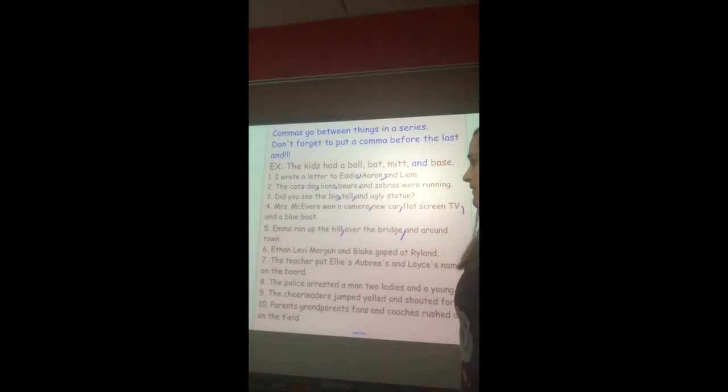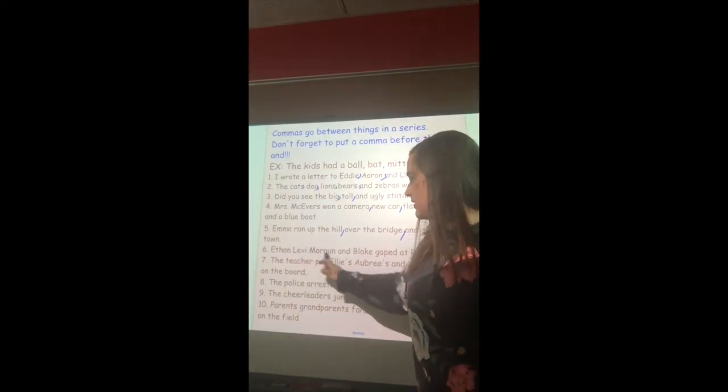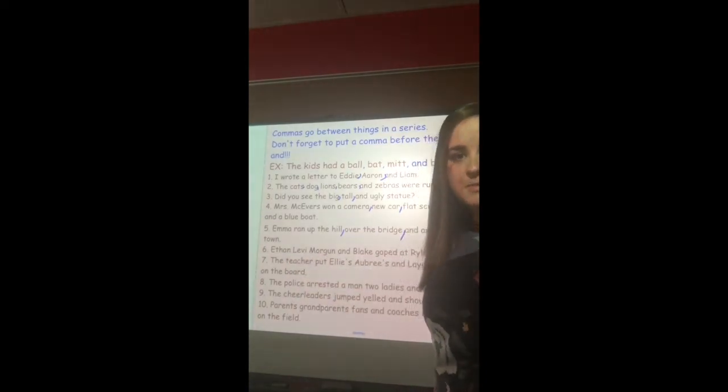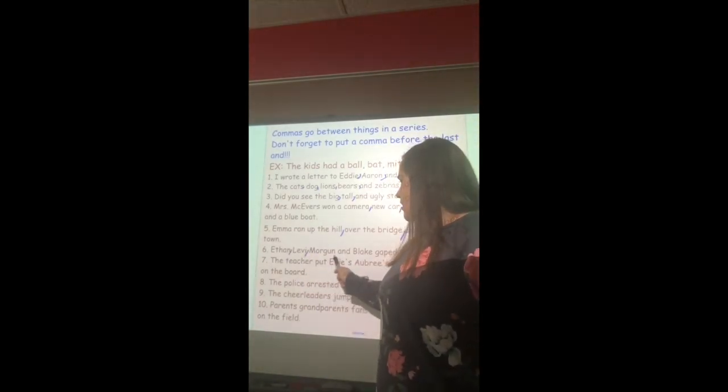Next one, Ethan, Levi, Morgan, and Blake gaped at Ryland. So is the person's name Ethan, Levi, Morgan? First, middle, last? No, we have a series of people. So important. Why? Ethan, comma, Levi, comma, Morgan, comma, and Blake gaped at Ryland.